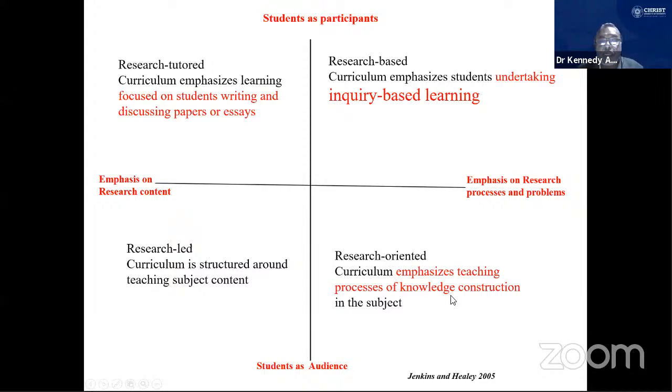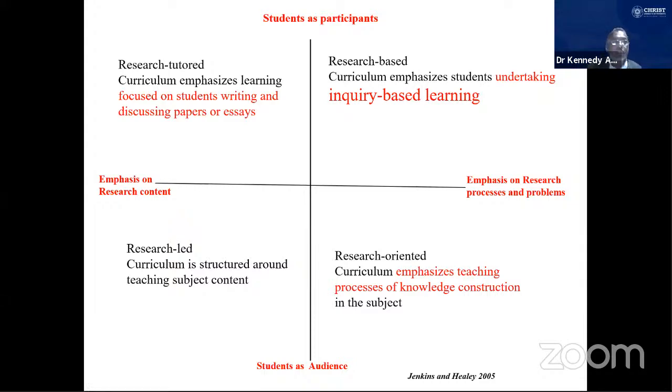Research-oriented curriculum emphasizes teaching the process of knowledge construction in the subject. So what actually happens to students? Students learn research processes and methodologies. So now you have to analyze whether you're only talking about students learning research processes and methodologies. Then come to the next quadrant.